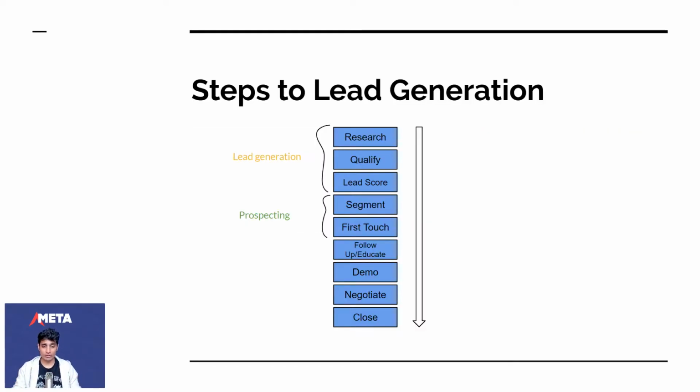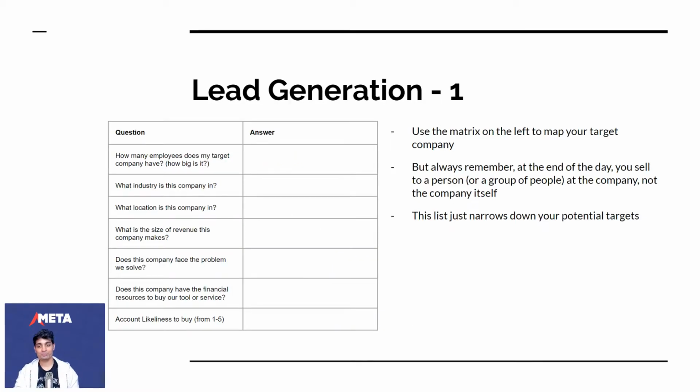If you haven't understood yet, this is the process: research, qualifying, and something called lead scoring, that we term as lead generation. Then segmentation, first touch, which is reaching out to that person, that's known as prospecting. From following up to the closing, that's your sales process, right? So I'm going to teach you in this video how to do lead generation.